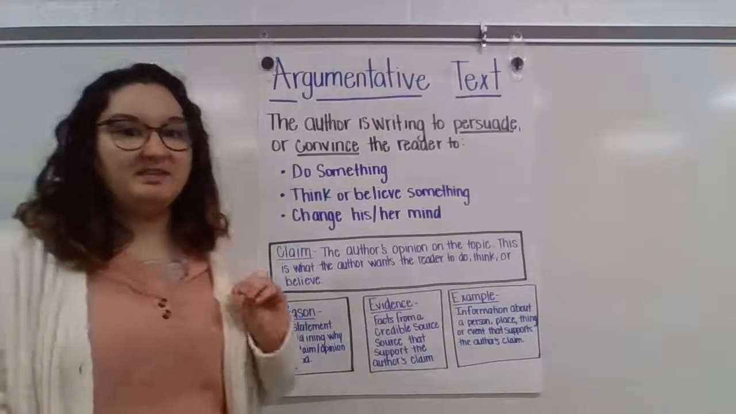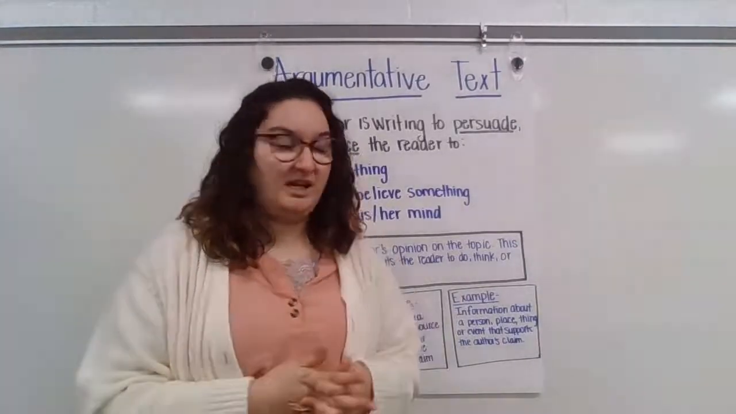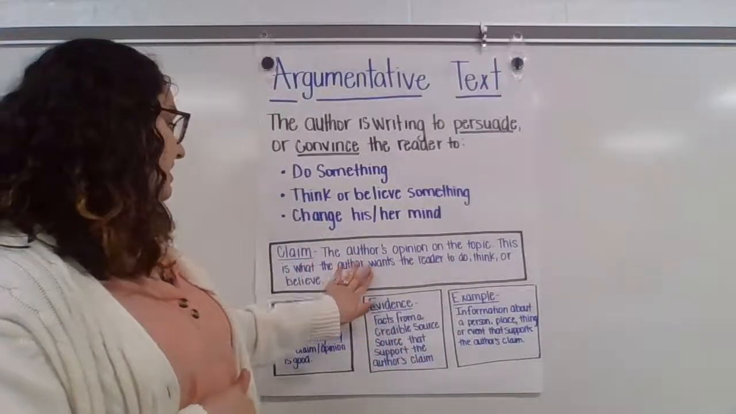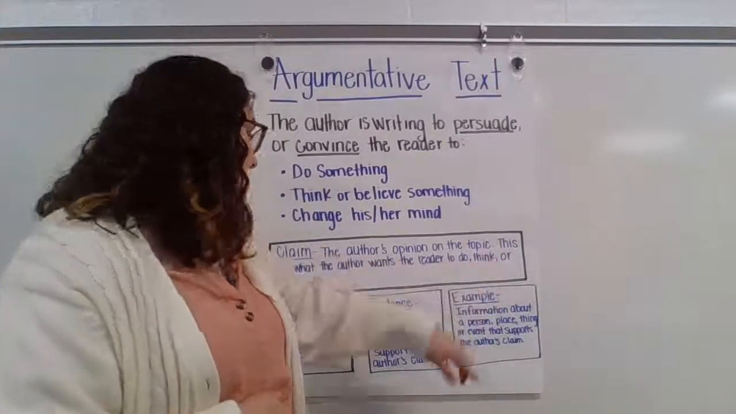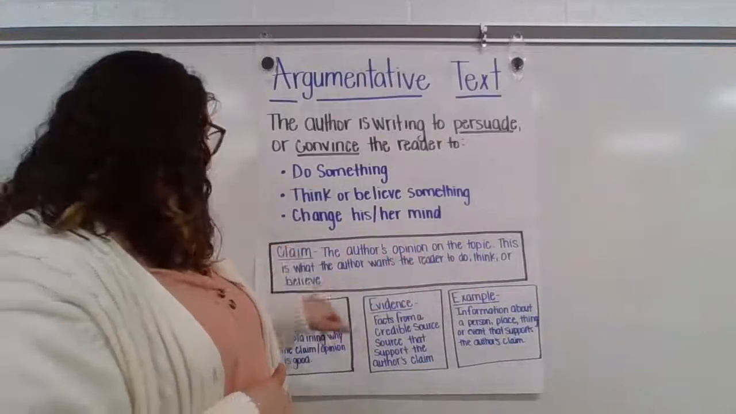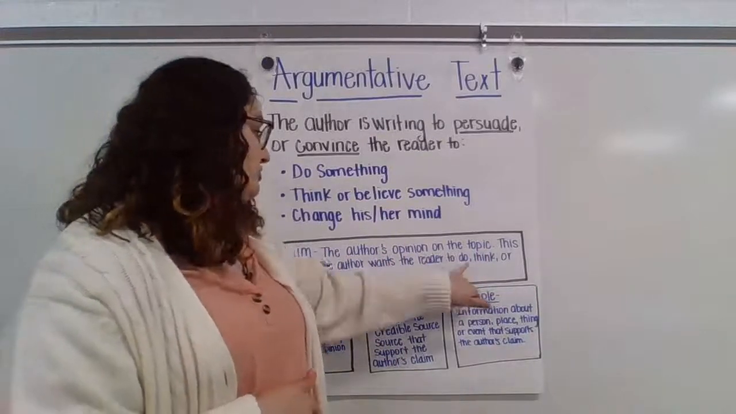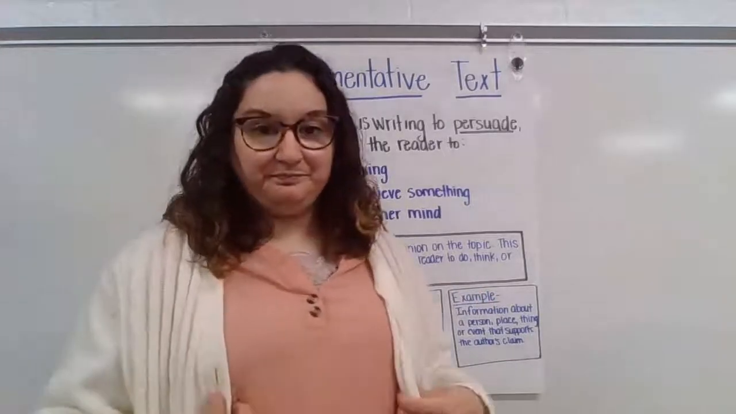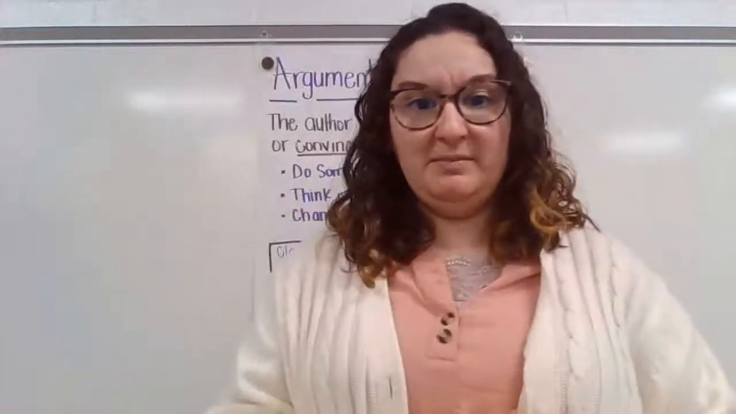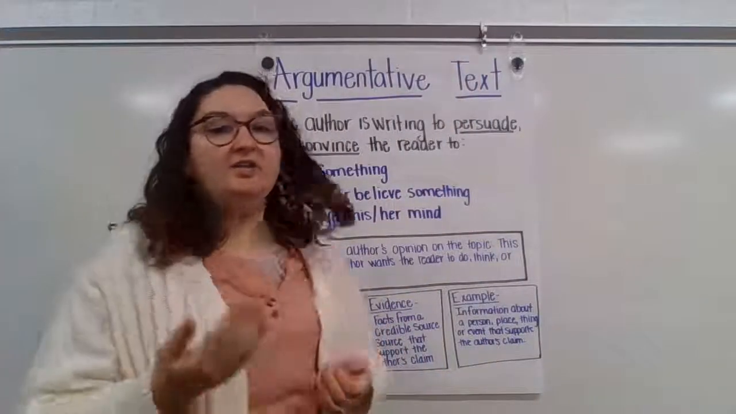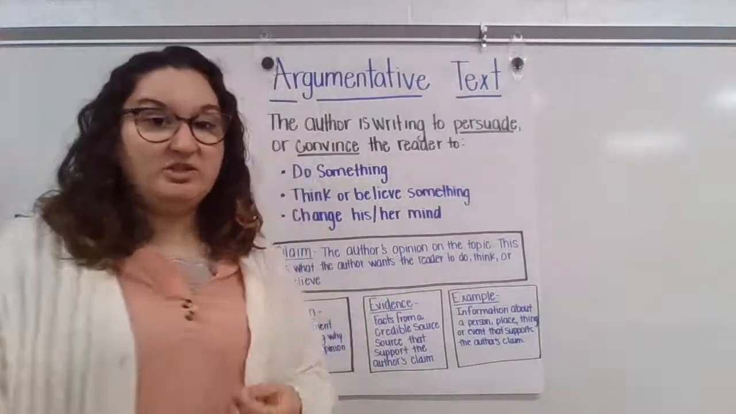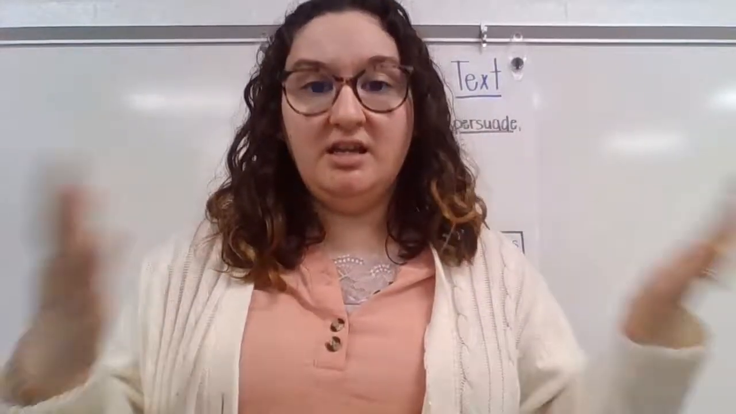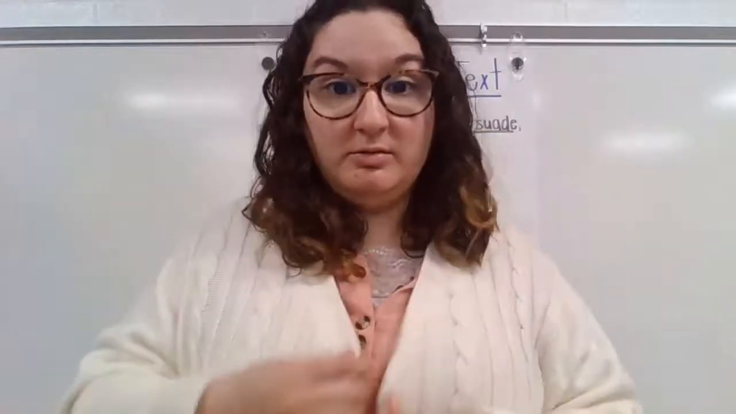So what are some things that we are going to find in an argumentative text? It's going to have a claim. That is the author's opinion on the topic. This is what the author wants the reader to do, think, or believe. So in their writing, they're going to have a claim, and it's going to tell the author's opinion about the topic. For our story today, he wanted that pet iguana, and he thought it was a good idea to have one.